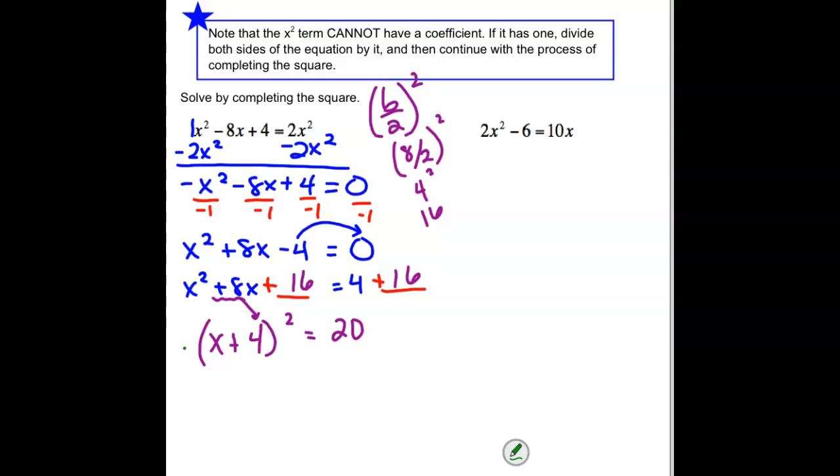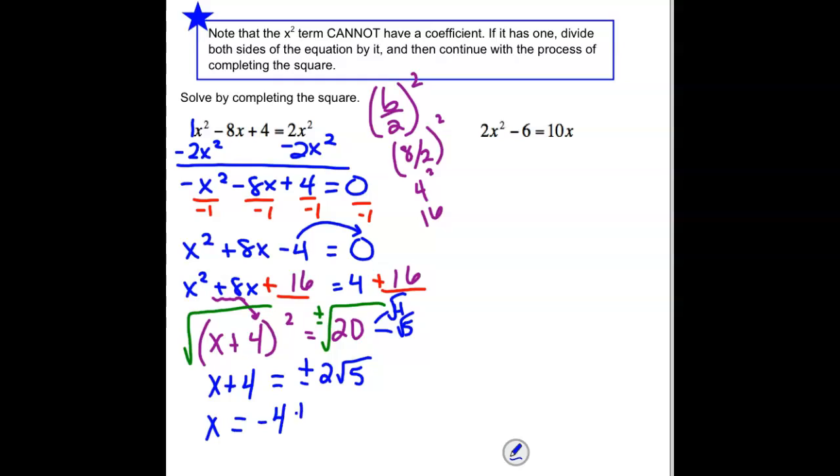We can then square root both sides, and we end up with x plus 4 equaling, if we split this into 4 times 5, we're going to get a 2 root 5. Our last step then is just to subtract the 4 to the other side.